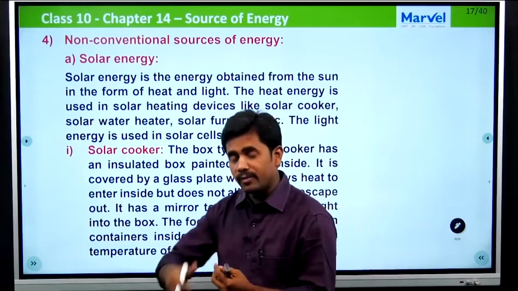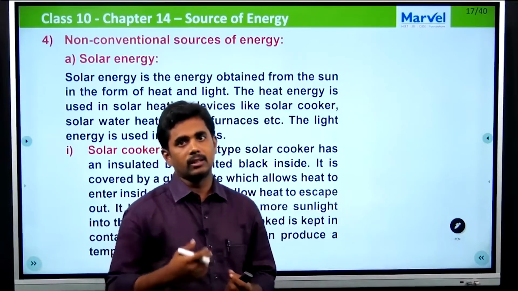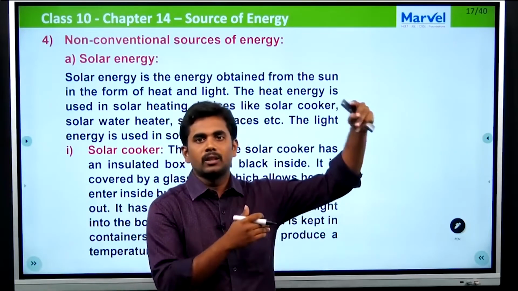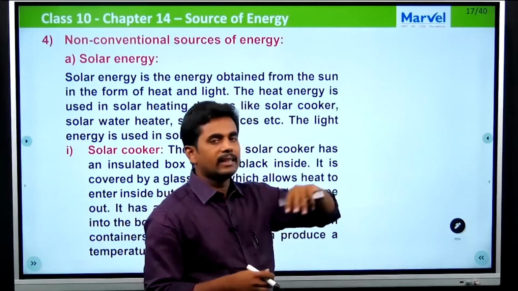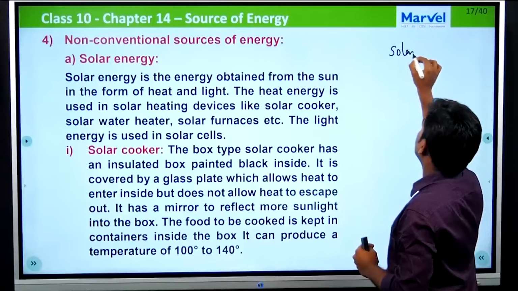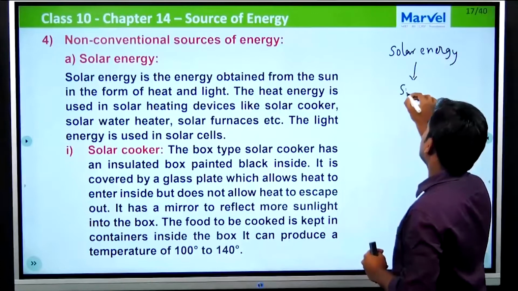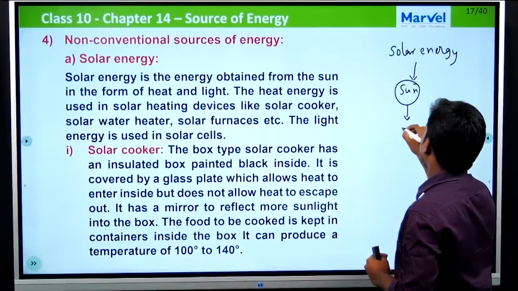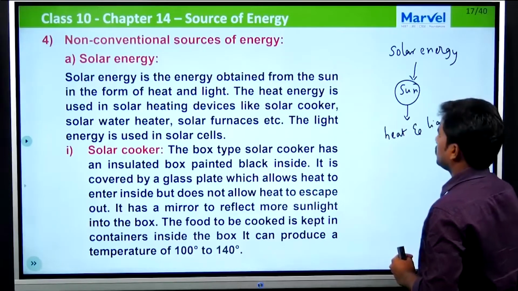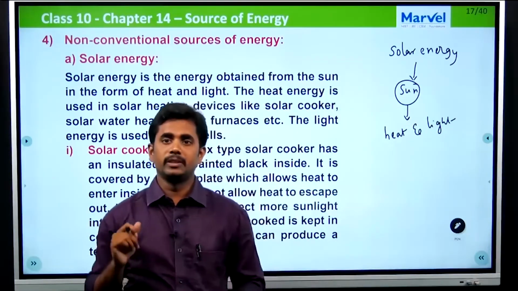We will also discuss very clearly how many different ways we consume solar energy in our day to day life. Basically, the solar energy we are getting from the sun comes in the form of heat and light. Two forms will be there. So in which forms do we use this heat energy or light energy?